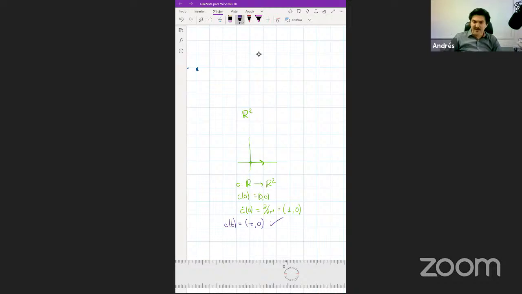At 0 it is equal to the origin, and the derivative is exactly that vector, right? In fact, for this example, at any point, this unit vector will be the derivative, okay? For this particular example. Okay.